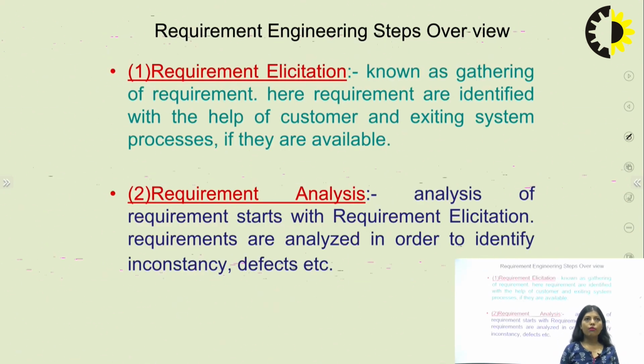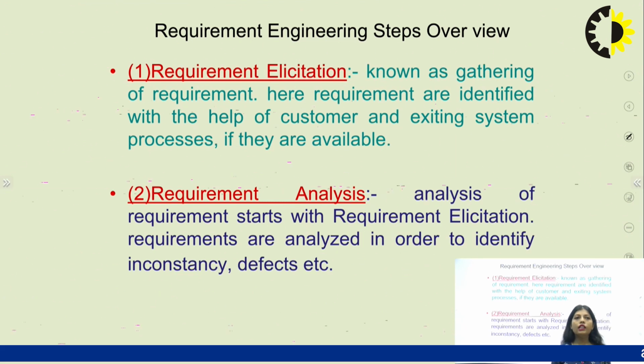First is requirement elicitation, also known as gathering of requirements. Gathering of requirements means we collect all the requirements through different methods, and in this the requirements are identified with the help of the customer and existing system processes. Next is requirement analysis. In requirement analysis, we analyze the requirements gathered in requirement elicitation, and after that the requirements are analyzed and identified.